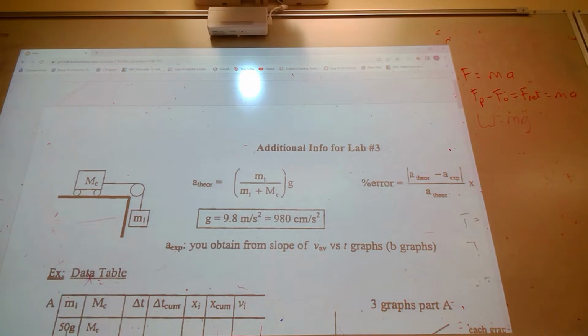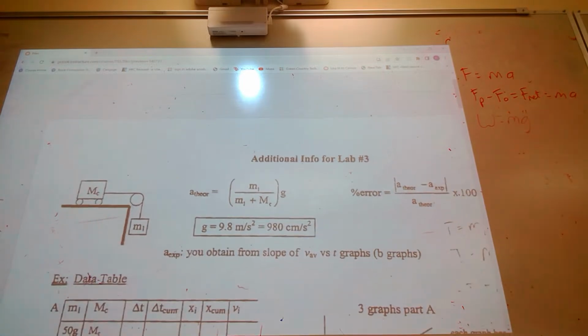So it has here A theoretical at the top, which is m1 divided by m1 plus mass of the cart, times g. Now, notice underneath there, it says g is 9.8 meters per second squared, or 980 centimeters per second squared. So if you're using centimeters, your g is 980. You have to multiply by 980, not 9.8. M1 is your 50 grams that's hanging. Now, you don't have to put it in kilograms if you don't want to, because the units for mass cancel out. Since we're doing mass divided by mass, you can leave it in grams.